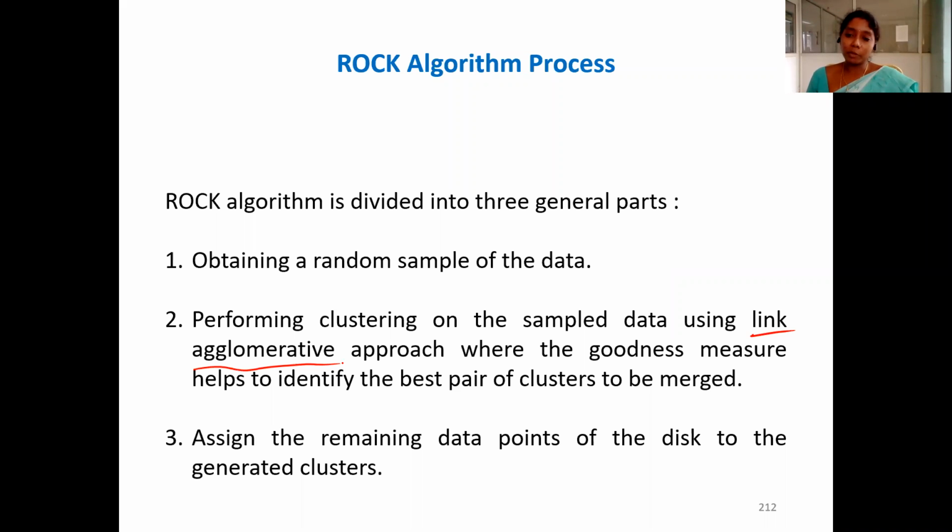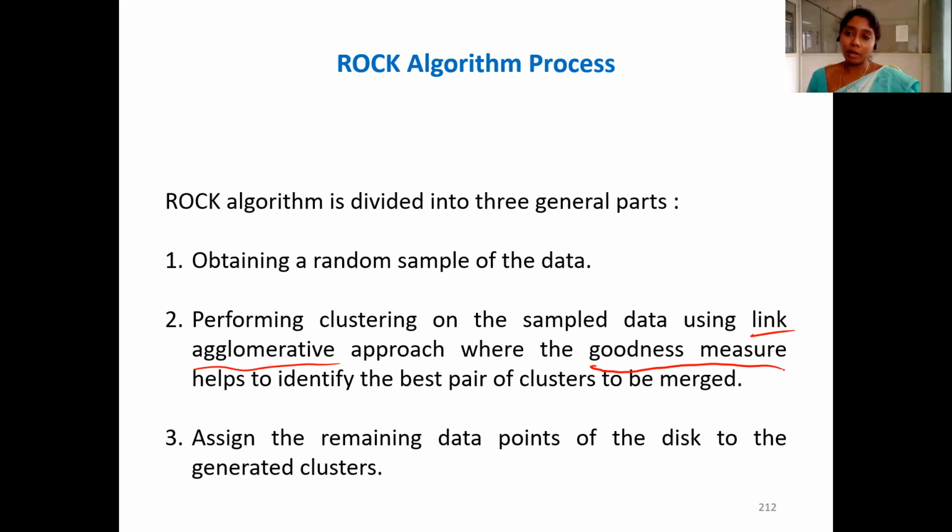So this is the agglomerative approach. But here we are using links. That's why it is called the link agglomerative approach. Initially we need to draw some random sample, and after that we need to perform the link agglomerative approach, where the goodness measure, just reread the underlined terms. If I have underlined something, it is important, especially for understanding this concept. So we need to perform the clustering on the sample data using the link agglomerative approach, where the goodness measure helps to identify the best pair of clusters to be merged.